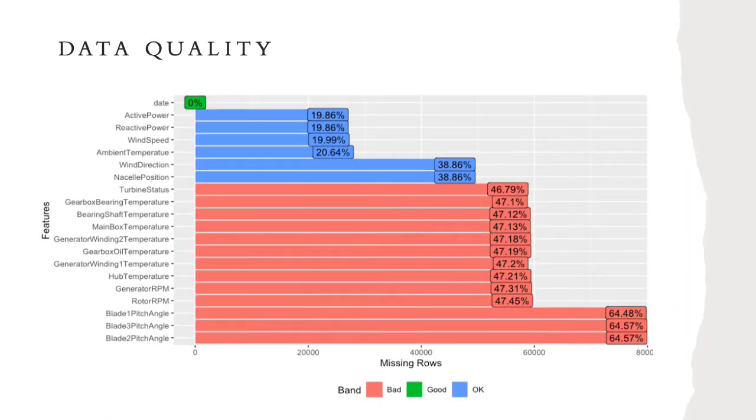The original data had some data quality issues. What you're seeing here is a chart that shows the percentage of missing rows for each of the different variables in the data set. Everything in blue means that the data was okay, and where you see red, there was a lot of missing data.